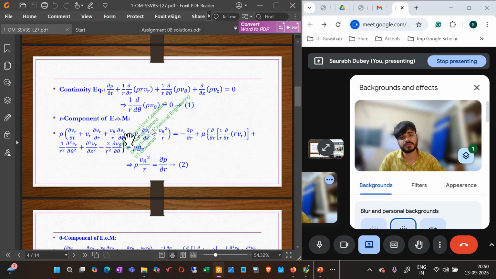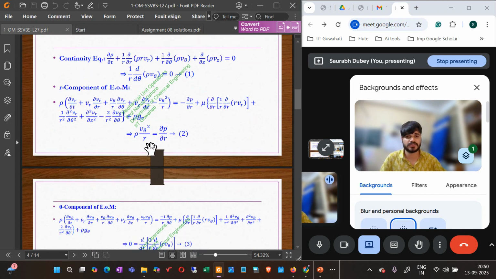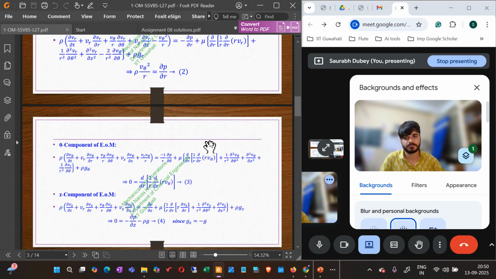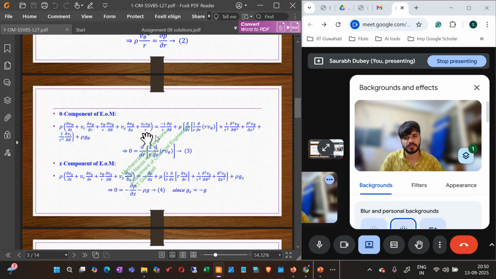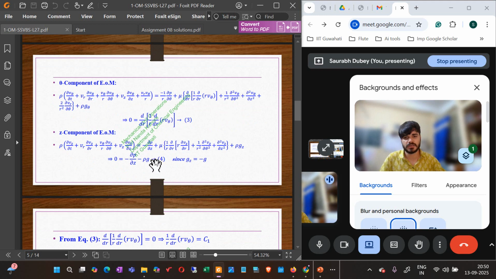So the R component of the equation of motion will give you, if you solve it, V theta squared by R equals del P by del R. The theta component will give you this one, and then the equation of motion for the Z component will give you hydrostatic pressure. Okay.